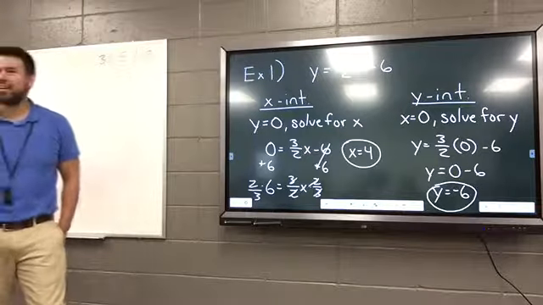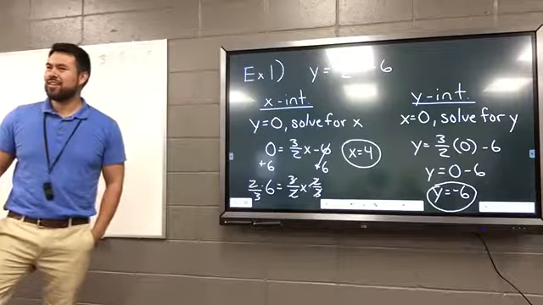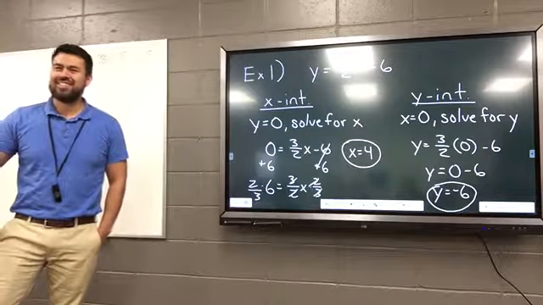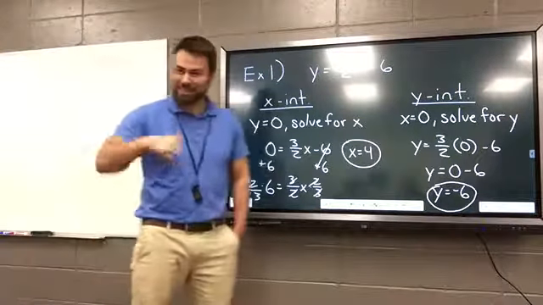Which one do you think is easiest to solve for? The y-intercept. I like the y-intercept. Can you guys quote me on that tomorrow? I like the y-intercept. Oh, he likes me back.